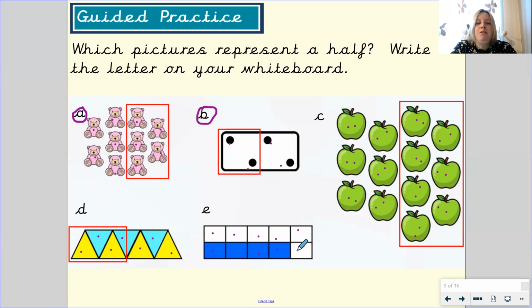Let's see how many blue parts there are. Count with me. 1, 2, 3, 4. Let's count how many white parts there are. 1, 2, 3, 4, 5, 6. So we have 4 blue squares and 6 white squares. So they are unequal. It doesn't show a half.